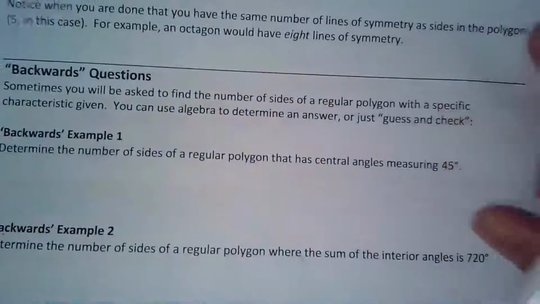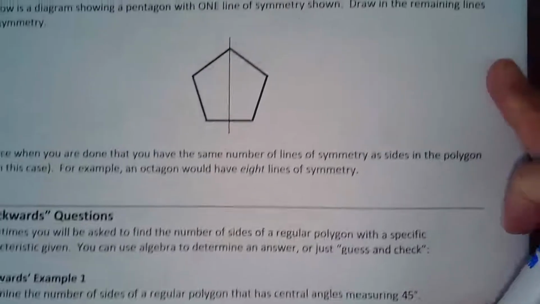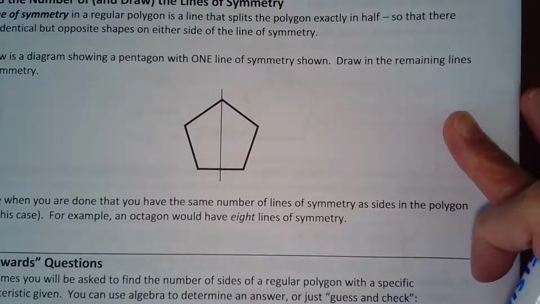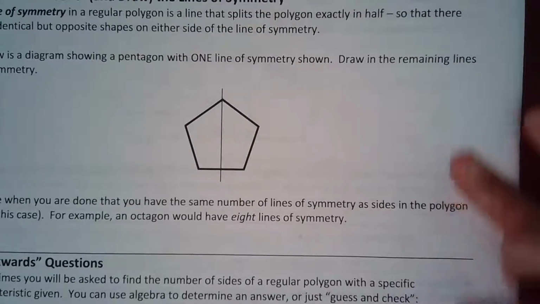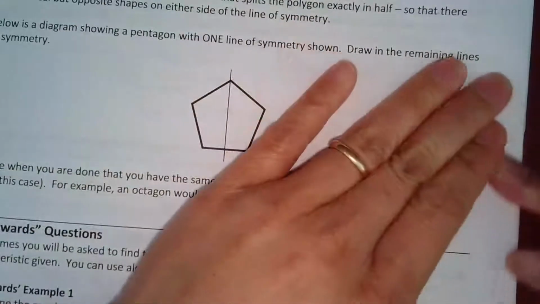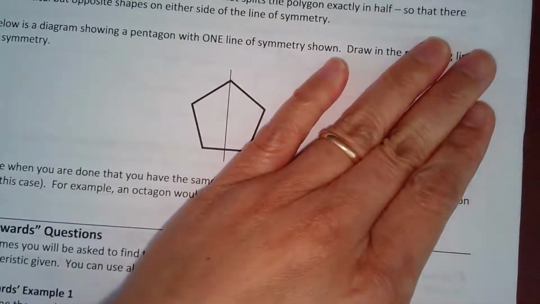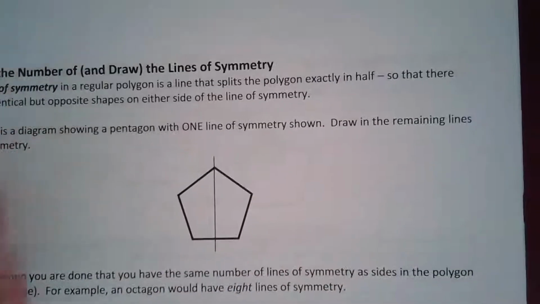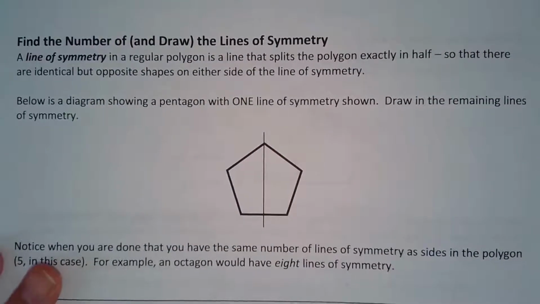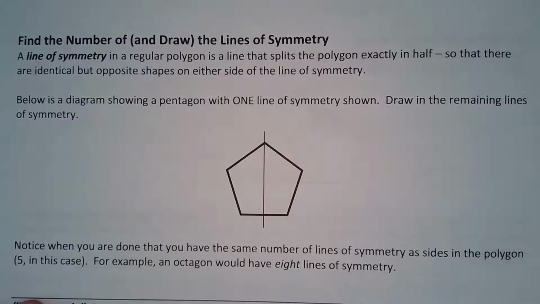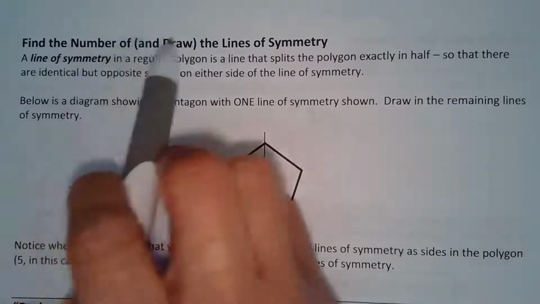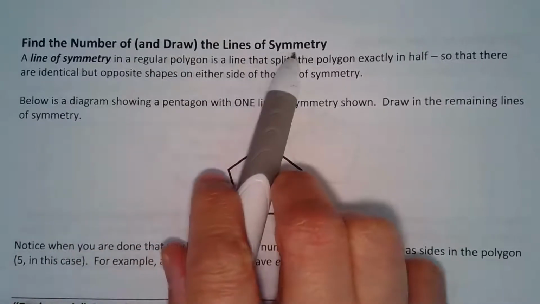Okay, so we're on page 12. Page 12. This one is called... So we're on page 12. It says, find the number and draw the lines of symmetry.